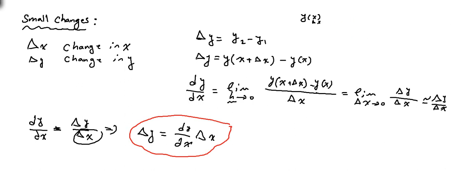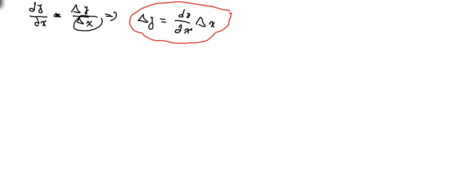Let's see an example. The example says: using the derivative of the volume of a sphere with respect to its radius, estimate the change in the volume of the balloon, which is a sphere, as its radius increases from 5 centimeter to 5.1 centimeter.